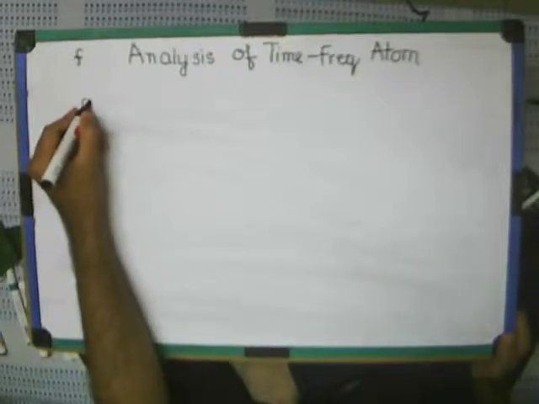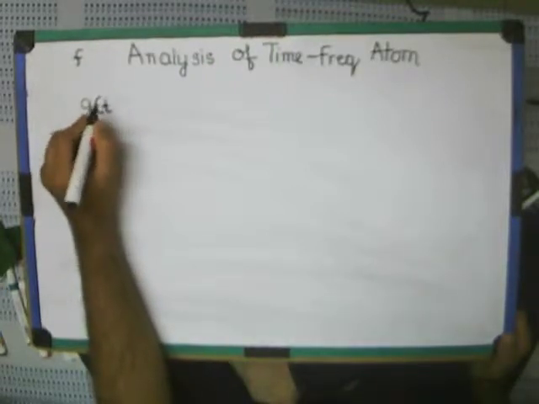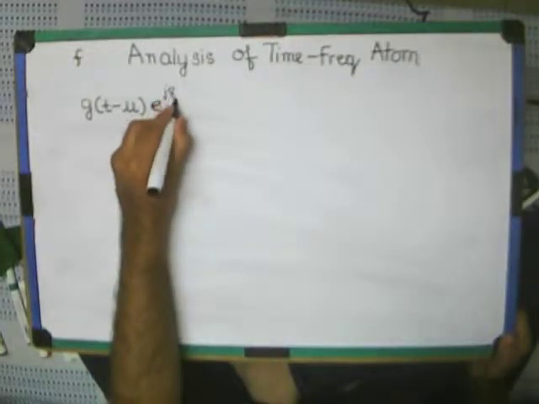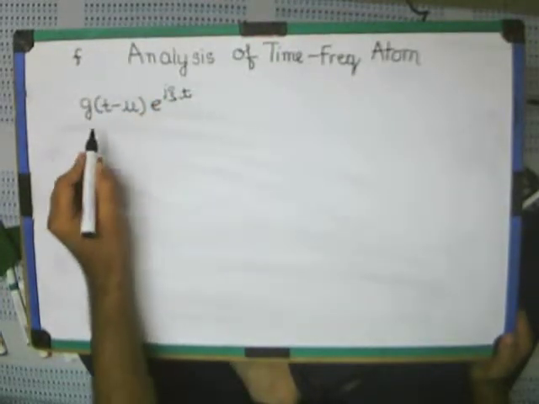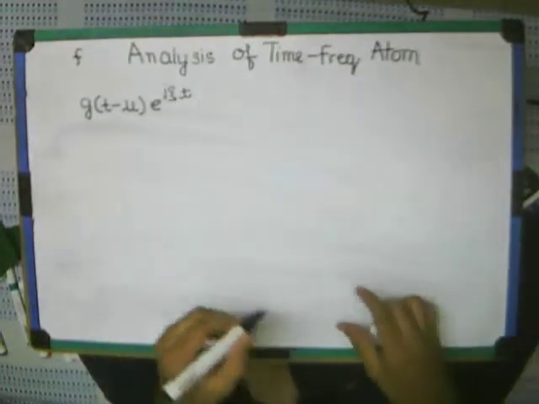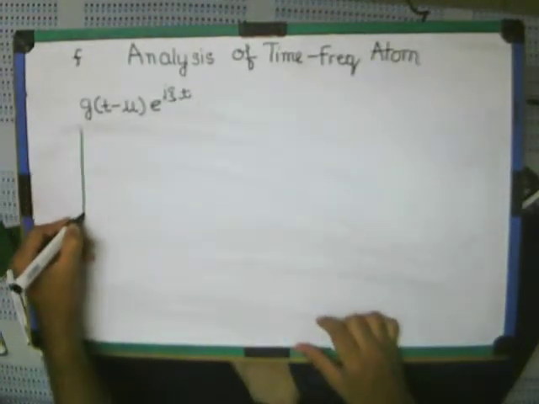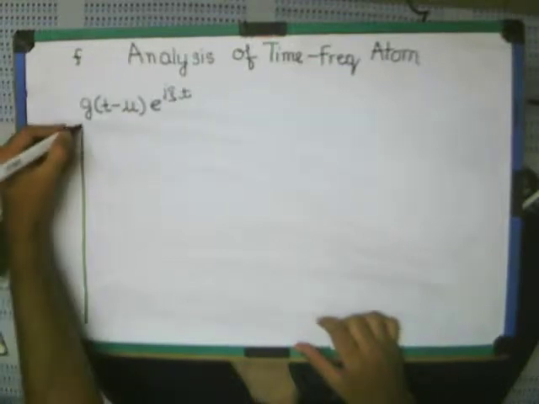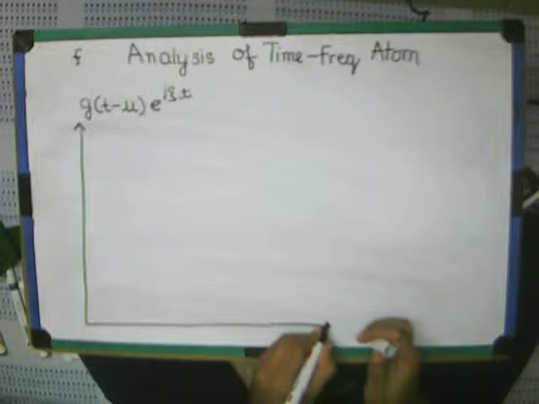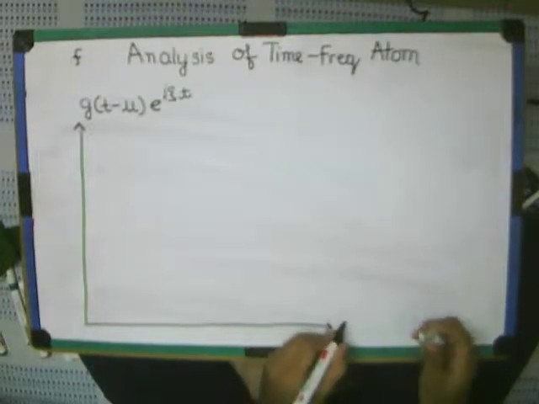If you observe the energy, the way in which g of t minus u e raised to the power j zeta t behaves, I'm trying to explain. You can derive the statements which I am trying to say, but for now, just try to get an intuitive feel.